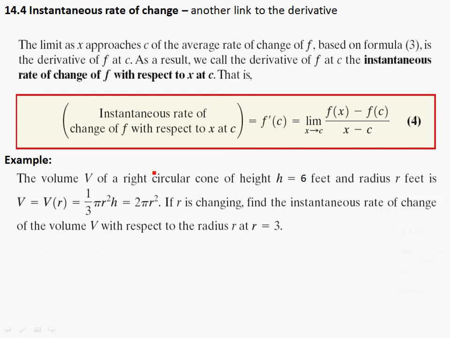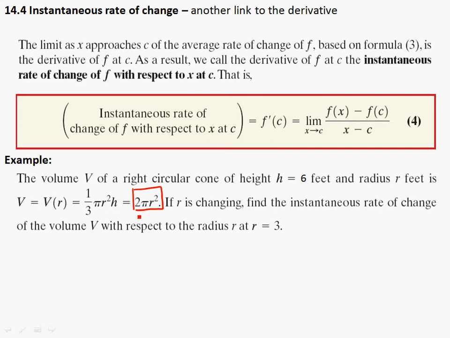So what do we have here? We've got a right circular cone. The height is 6 and the radius is r. That means the height is fixed, but the radius can get smaller and larger, so your volume isn't fixed either. You have a formula that's given to you that describes what the volume is. So the volume depends on the radius. It's 2 pi times r squared.